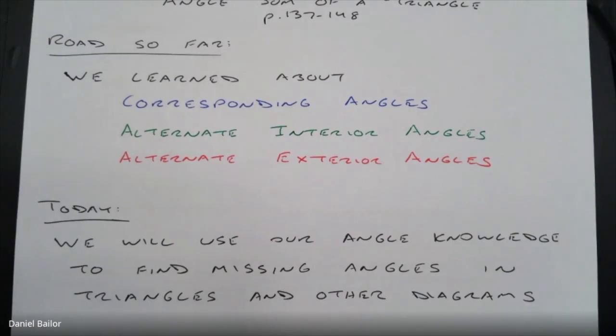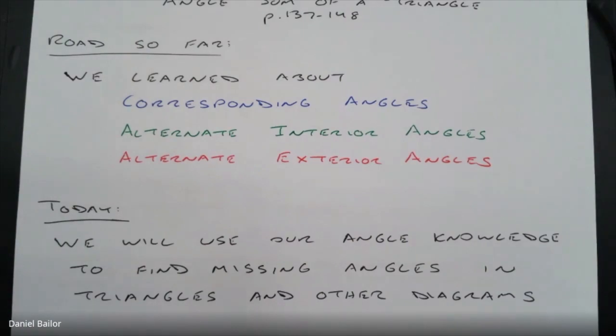Let's see, the last time I think I used this is when I built a little step stool for my daughters to reach the sink to wash their hands after using the restroom. So finding missing angles will help you do a lot of kind of random things. So that's what we're doing today. We're using corresponding, alternate interior, alternate exterior to find missing angles.